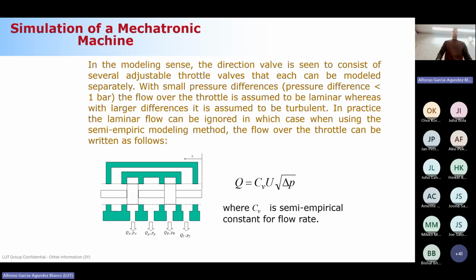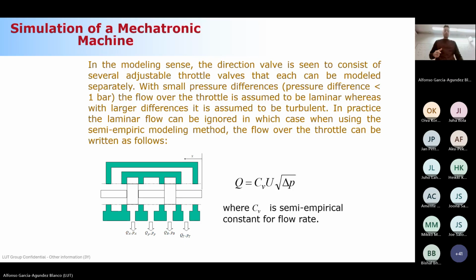What is told here is that in hydraulics, in many situations with directional control valves, when you have small pressure differences, where the limit is around 1 bar, for pressure differences lower than 1 bar you can consider a laminar flow. For pressure differences greater than 1 bar, you can consider a turbulent flow. But in practice, the laminar flow can be ignored, because in most situations you will find a turbulent flow. That is why we are writing this equation here. But remember, if you have a small pressure difference, you can consider the laminar regime.